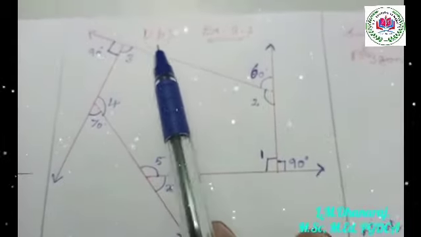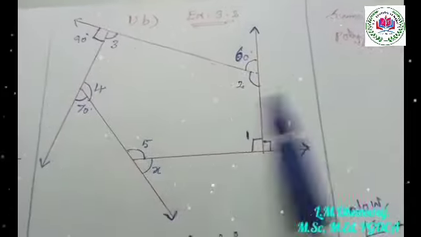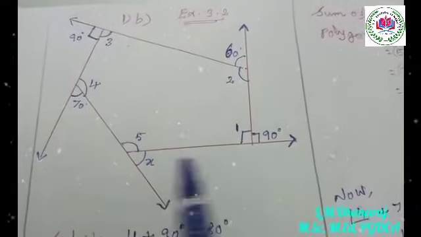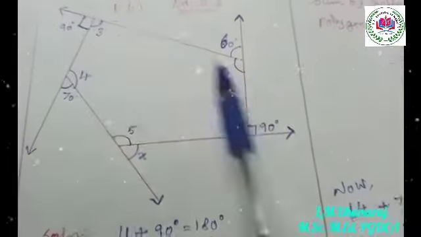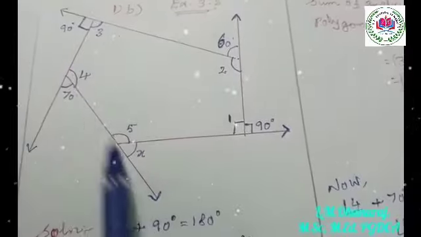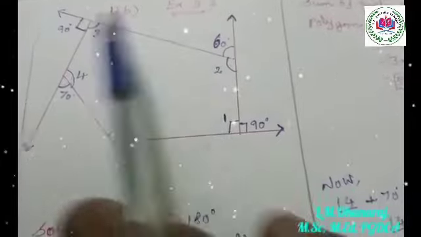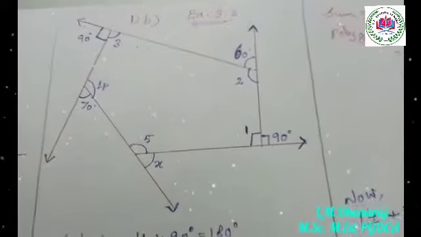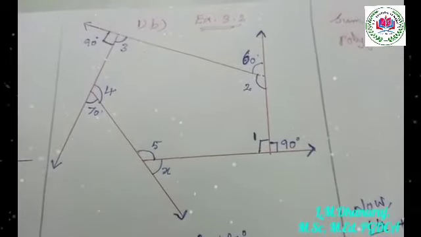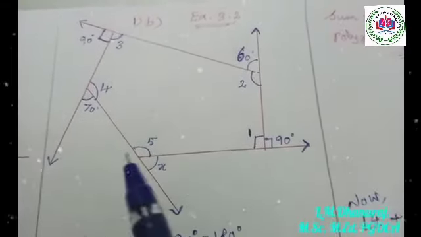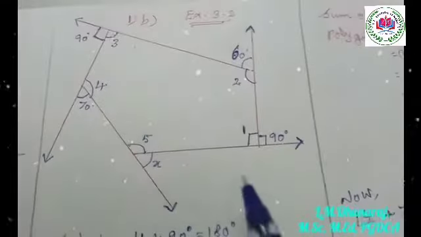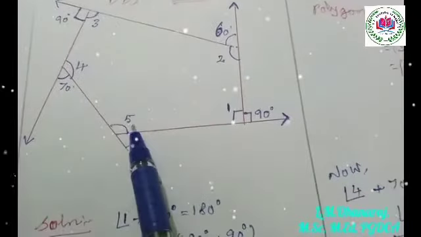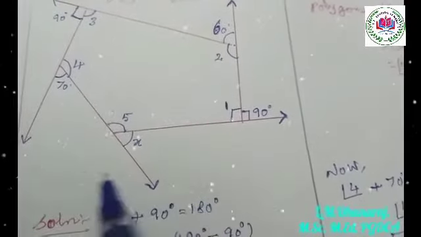For the first sum, B subdivision, this is the given diagram. It is a regular polygon with number of sides: side 1, side 2, side 3, side 4 and side 5. There are 5 sides, okay? So it's a 5-sided polygon. Polygon means which has many sides. So here the sides are 5. Now this is angle 1, angle 2, angle 3, angle 4 and angle 5. There are 5 interior angles.